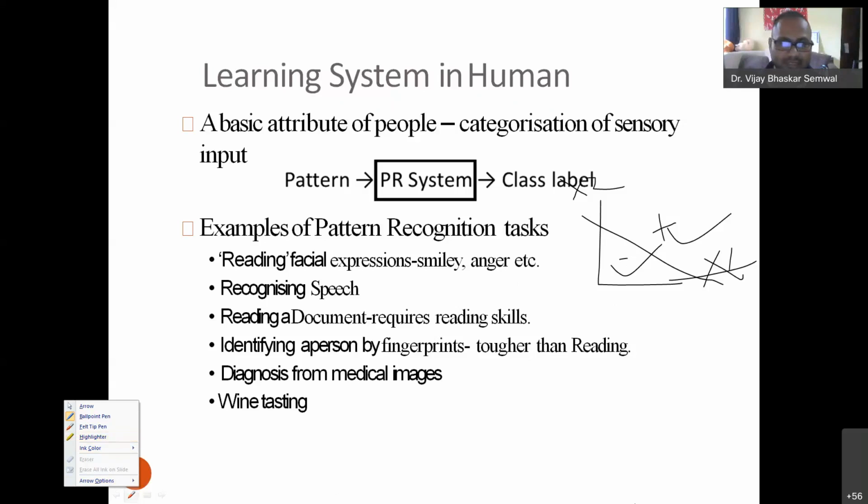Examples of pattern recognition tasks are recognizing facial expressions like smiley, anger, normal, recognizing speech, reading documents requiring reading skills like A, B, C, D, identifying a person by fingerprints or by gait, or walking pattern, which is tougher than reading. Diagnosing from medical images, seeing whether you are affected with COVID or not, when testing. So these are examples where pattern recognition applications are widely used.